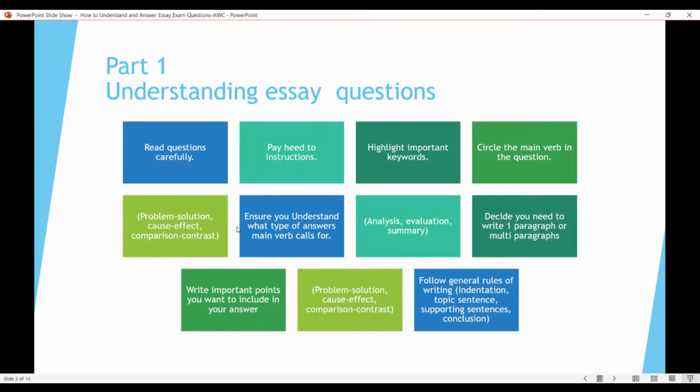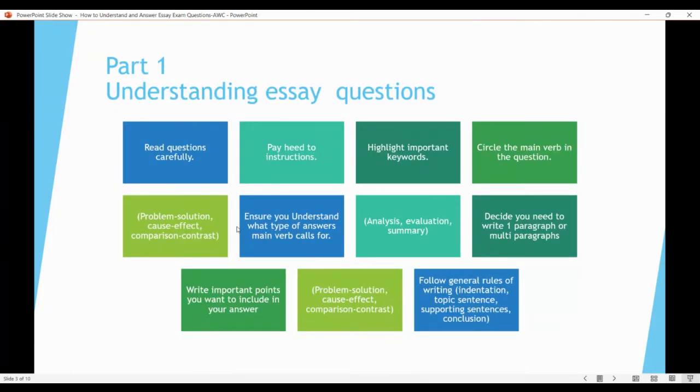You also need to decide whether the question is asking me to write one paragraph or multiple paragraphs. If it's one paragraph, you need to begin with a topic sentence, supporting ideas, and then end with a conclusion. But if you have to write, for example, a 5-paragraph essay, then you need to have a topic sentence in each paragraph.